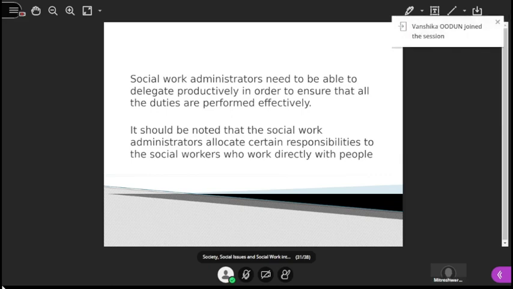Okay. Alors, social work administrators need to be able to delegate productively in order to ensure that the duties are performed effectively. And it should be noted that the social work administrators allocate certain responsibility to the social workers who work directly with people. Alors, je te délègue mon travail avec social workers et social workers qui deal avec membres du public. D'accord?